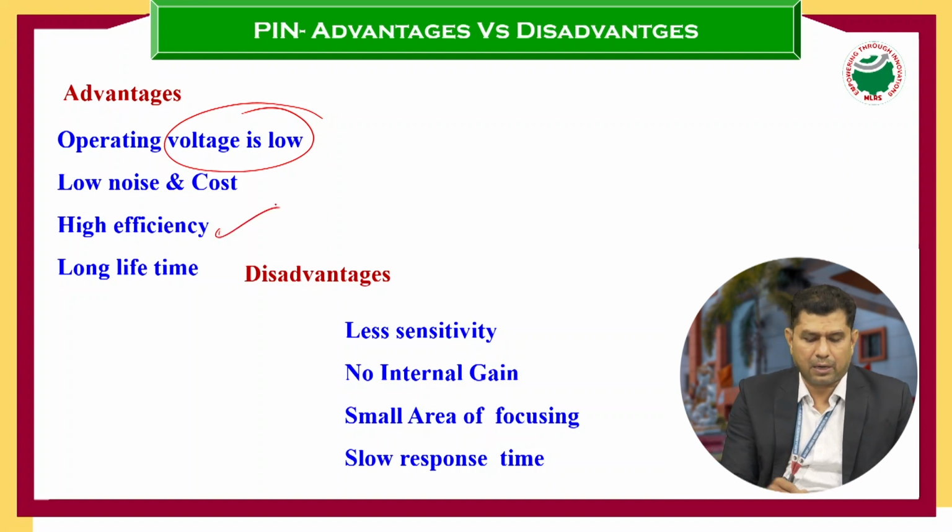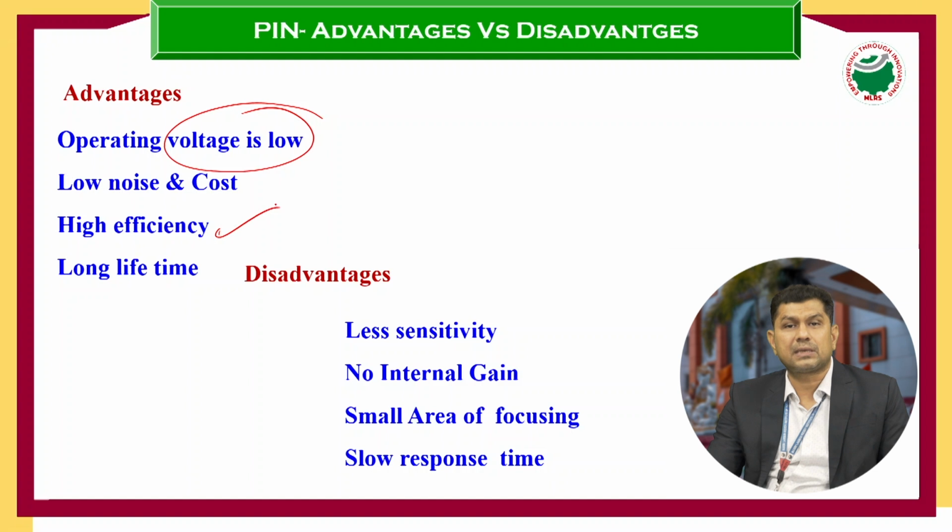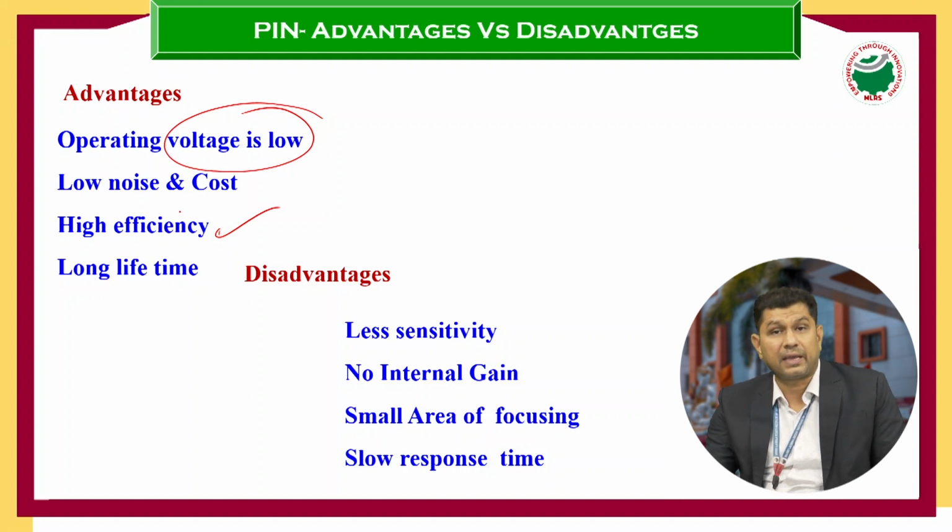And here, when we talk about efficiency, what is the efficiency here? The conversion of photons into electron-hole pairs. Whatever light is incident on the PIN diode is converted into electron and hole pairs. This efficiency is very high.